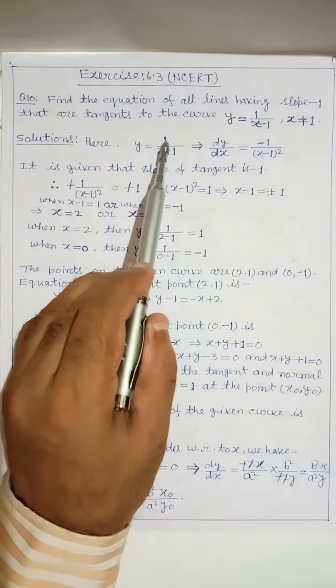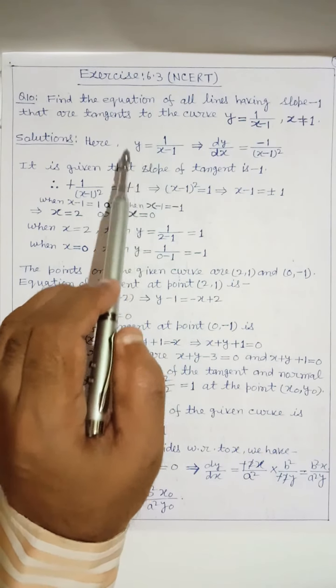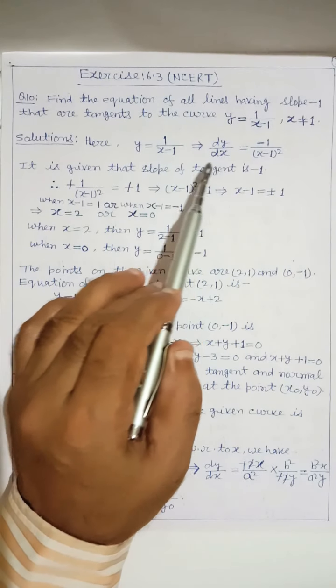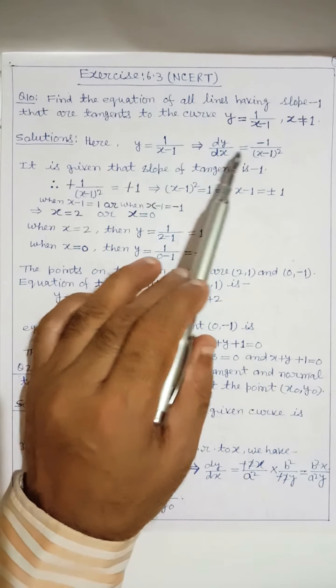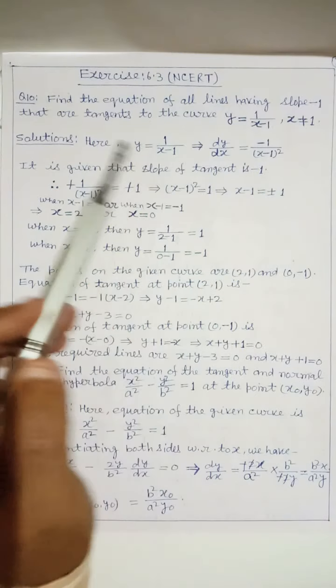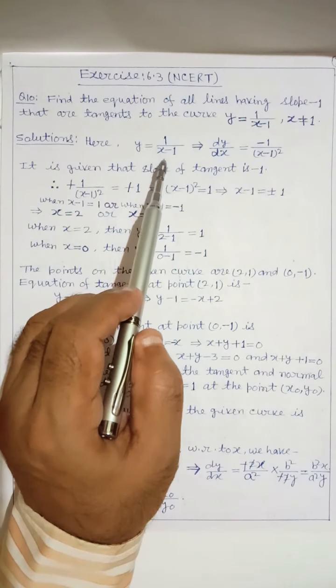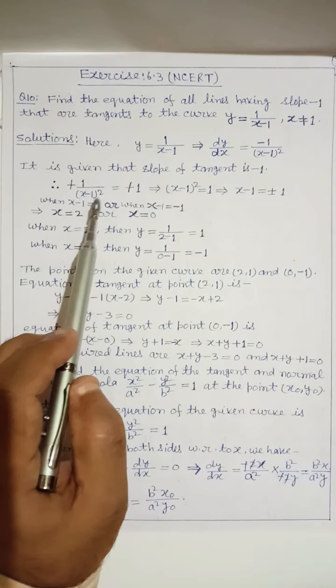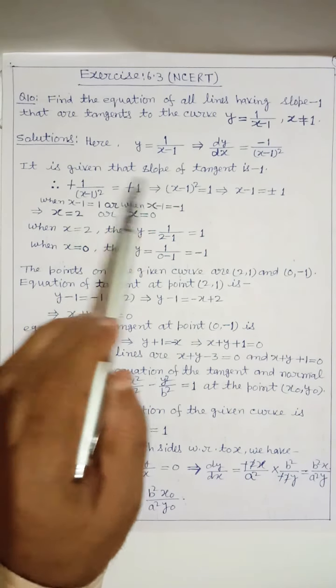So, dear students, here we first find the slope, meaning dy by dx. So, dy by dx equal to -1 by (x minus 1) whole square. It is given that the slope of the tangent is -1. So, we will equate -1 by (x minus 1) whole square equal to -1, and we simplify this.